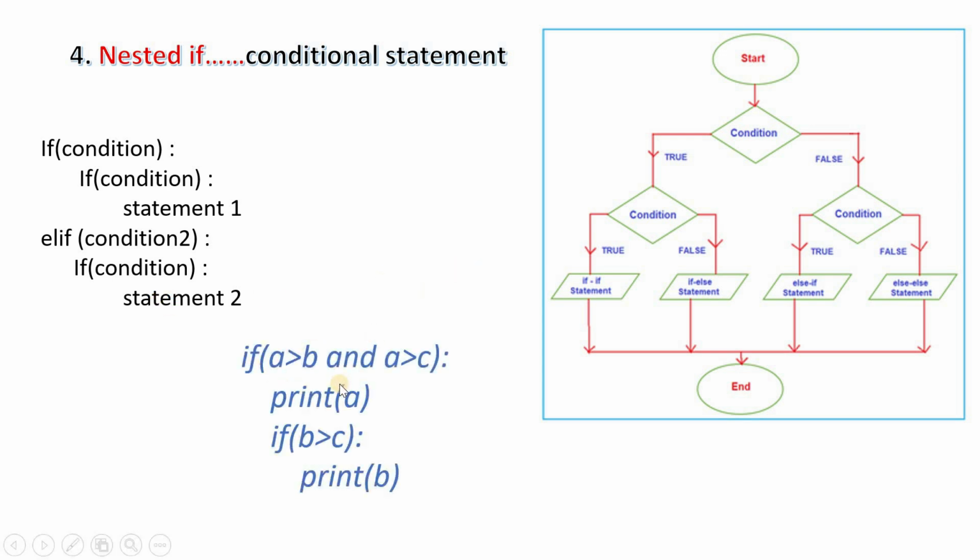It is the best example to understand the nested if condition. This one is your first condition, which we have applied on a, b and c. If a is greater than b and a is greater than c, and this condition is true, then the control will move inside the if statement. It will print the value of a, and it will check the nested condition that we have written inside the first condition: b is greater than c. If this condition is true, then the statement will execute here.